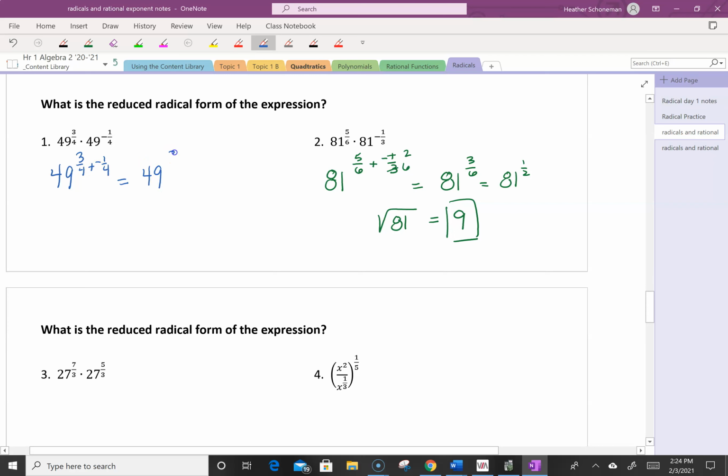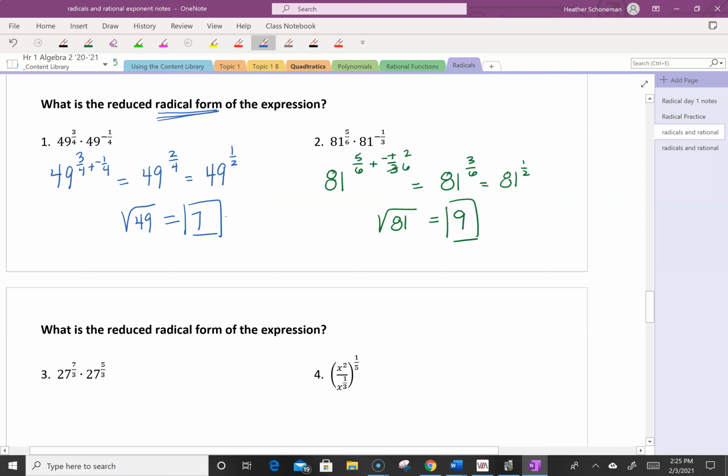So 3/4 and negative 1/4 is 2/4. 2/4 is really 1/2. And now we know anytime we have something to the 1/2 power, that is the square root of 49. Okay, and everything that we do is going to be in radical form. And the square root of 49 is 7, so that is our answer.